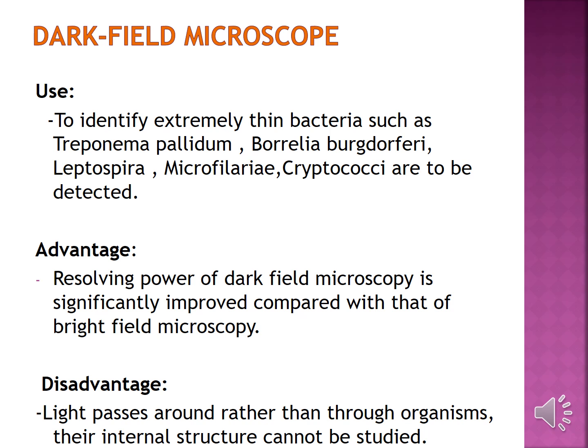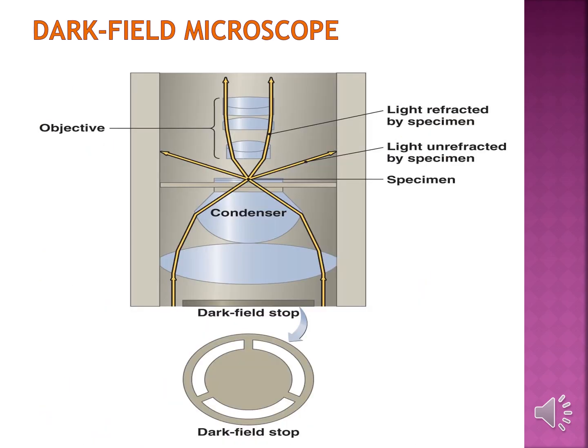Advantages: the resolving power of the dark field microscope is significantly improved compared to that of the bright field microscope. Disadvantages: light passes around rather than through the organism, and the detailed structure cannot be studied. Understood? So this is a picture which depicts the working principle of the dark field microscope.